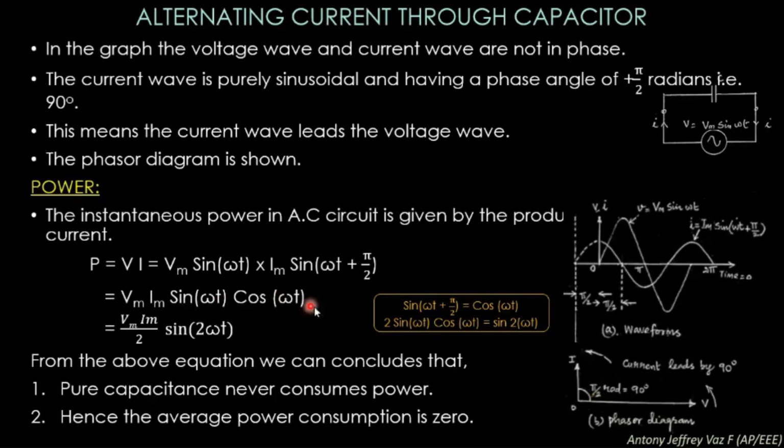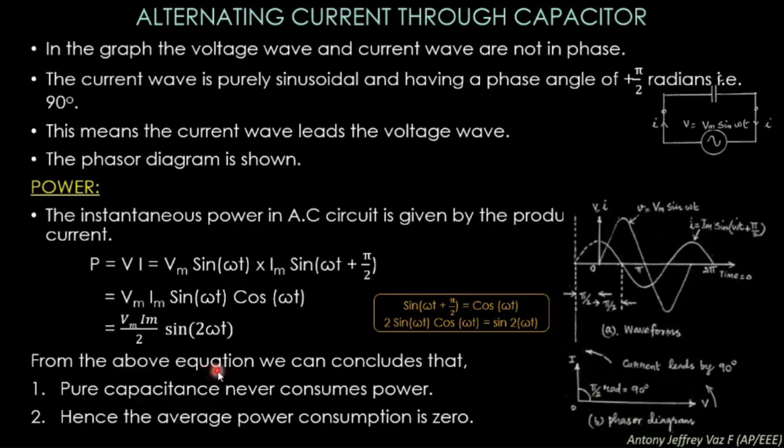And we are going to substitute another formula: 2 sin omega t cos omega t is equal to sin 2 omega t. So what is happening here is you are taking this term to the other side, so you get sin omega t cos omega t equal to sin 2 omega t divided by 2. So you need to substitute sin 2 omega t divided by 2, which will give you the equation Vm Im by 2 sin 2 omega t.